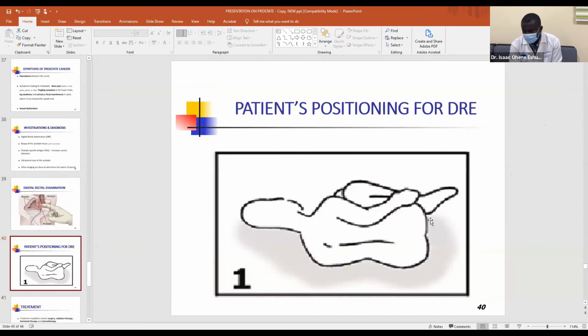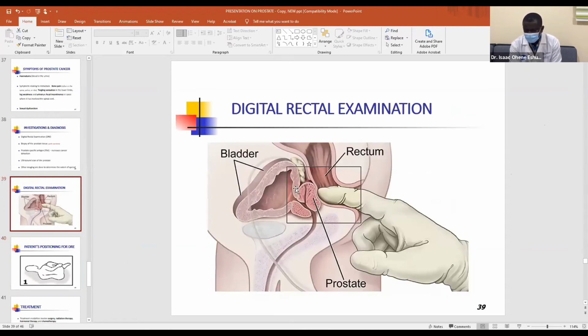So this is how the patient will be positioned for the digital rectal examination. Now, the patient usually is not exposed. This one is just a diagram, but that's the position. So you lie in the left lateral position, then your knee is drawn towards your chest. So with a gloved hand, the doctor will go in as we saw, and we can actually feel the prostate.